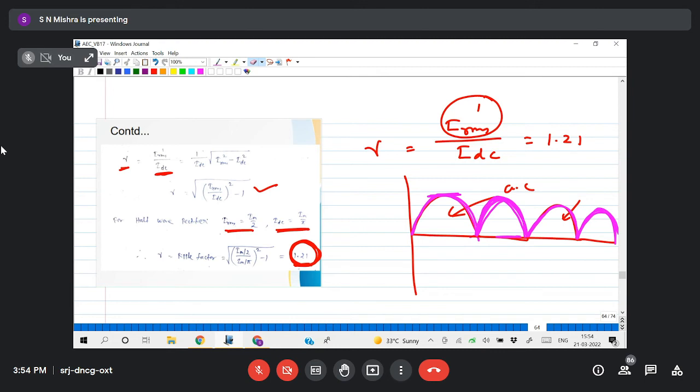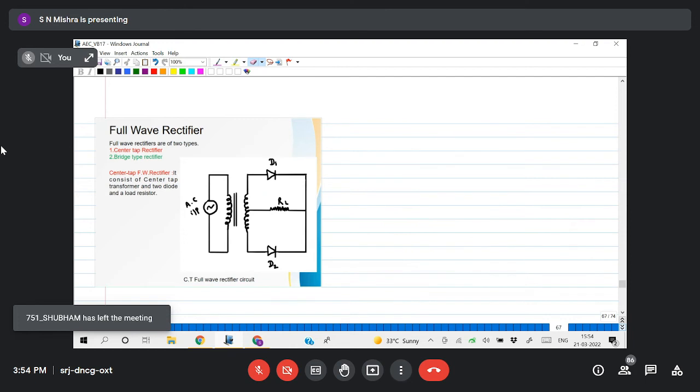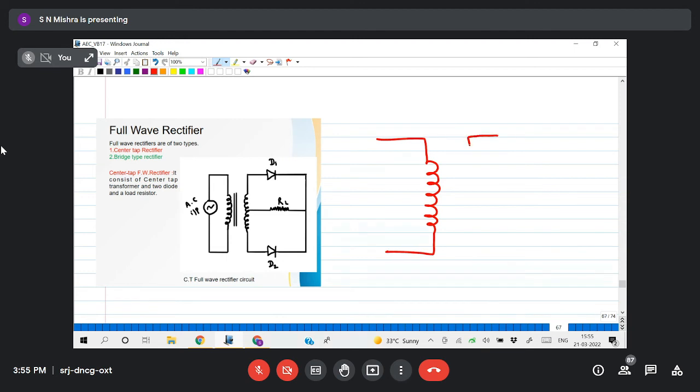To consider that, the full wave rectifier was thought of, and here we will discuss two types of full wave rectifier. The first one is the center tap full wave rectifier circuit. Then we will discuss the bridge type full wave rectifier circuit. You can see here, this is the center tap transformer rectifier circuit. Before that, let us see the center tap transformer. Generally the transformer is like this. We have seen.